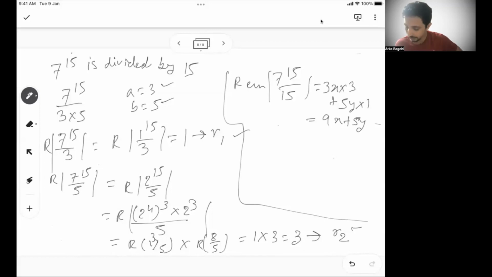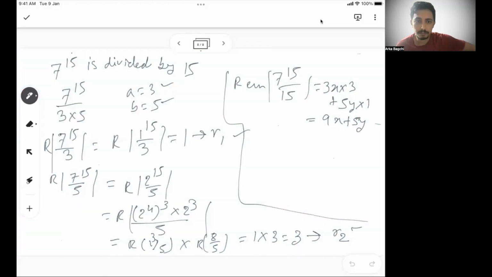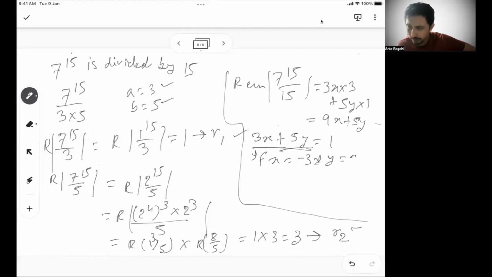What condition does it need to satisfy? It needs to satisfy the condition ax plus by equal to 1. So what is ax? ax is 3x plus by, which is 5y, and this is equal to 1. So I need to find out for which x and y this will be satisfied. If x is -3 and y is 2, and you can put any random number, some trial and error is needed in this case. If I put x as -3 and y as +2, I get 3x plus 5y equal to 1. So I know the values of x and y.